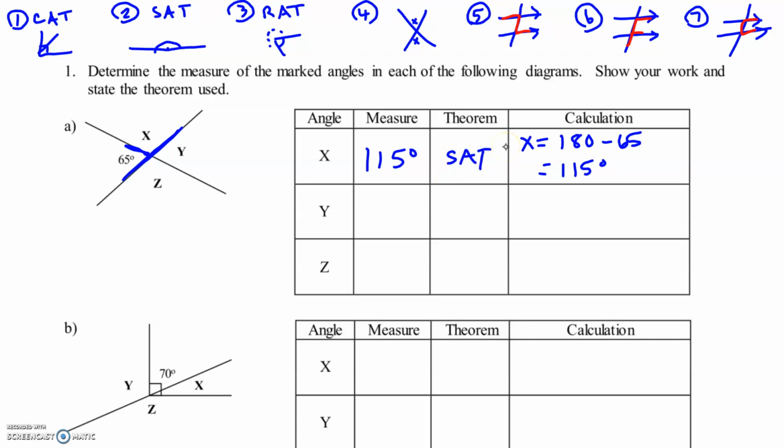All right, so I found X, and when I find something, I like to write the number in case I use it for something else. Now Y, I can see is opposite. 65 and Y are opposite angles, so that means Y is 65 degrees, and that is by OAT, and I have no calculations that I have to do for that. And then my last angle, Z, I can see again, I have opposite angles, so X and Z are opposite. Since X is 115, I know Z also has to be 115, and that again is by OAT, and there's no calculations to show that.